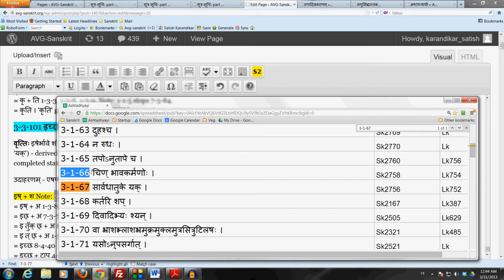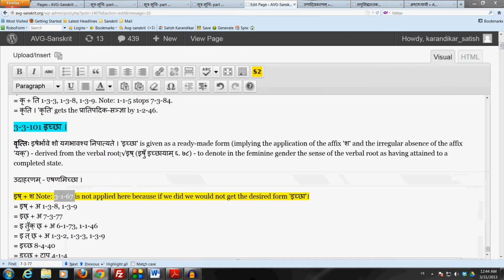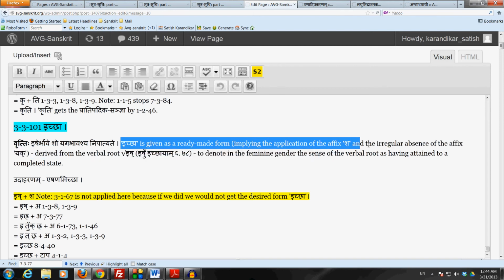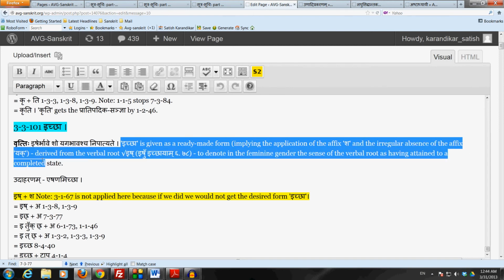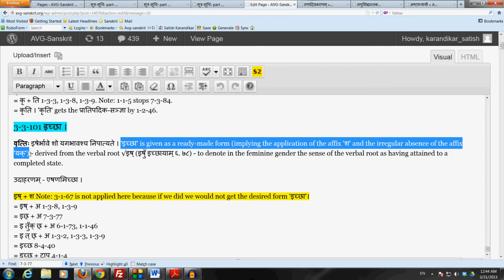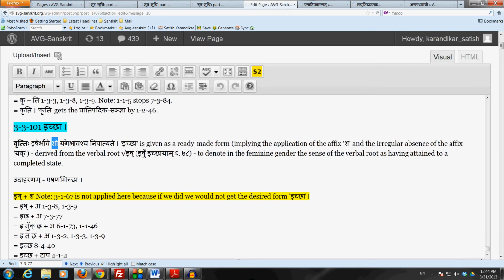So all the conditions for applying 3.1.67 are satisfied, but the affix yak is not being used. That is the irregularity here. That is the irregular part in deriving this form ichha. That is why Panini gives a ready-made form rather than going through the irregular derivation. So the meaning of the sutram is: ichha is given as a ready-made form, implying the application of the affix sh and the irregular absence of the affix yak. This is what is meant by sho yagabhavashcha nipatyate.